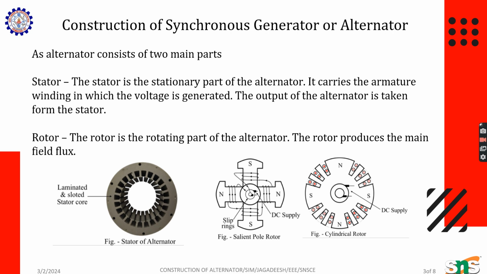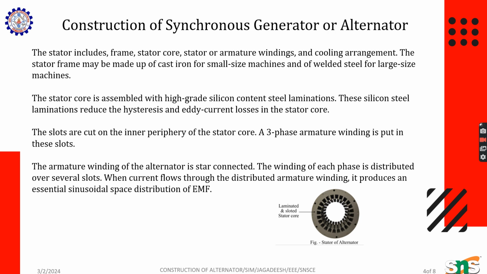And the second one is rotor. It is the rotating part of the alternator where it acts as a field flux. So the one difference between synchronous generator and DC generator is, in DC generator, field is stationary and armature is moving. Here in a synchronous generator, field is moving and armature is stationary. So this field can be used to produce the main field flux, and based on the interaction between the armature and the rotor field, an EMF will be induced in the armature.